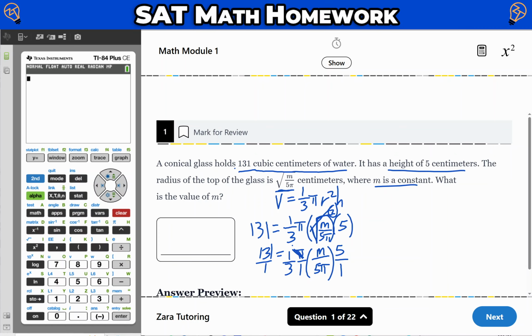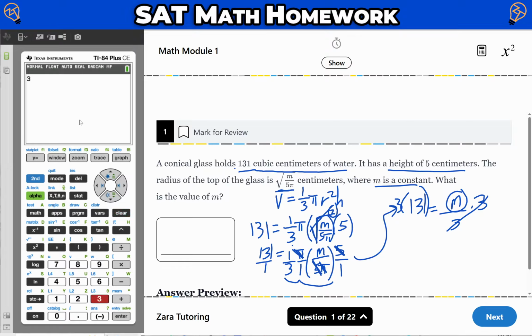Now the pi's cross cancel. The 5's cross cancel. And then we still have m on top. And I'm going to go over here, but we have m times 1, so m, over 3 times 1 times 1, which is still 3. And that's all equal to 131. So to get m by itself, since it's currently divided by 3, let's multiply both sides by 3. And we could definitely use our calculator or Desmos. Either way, we get our answer is 393.